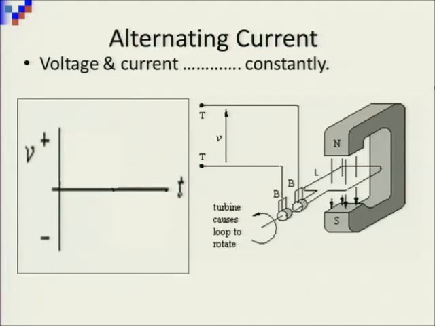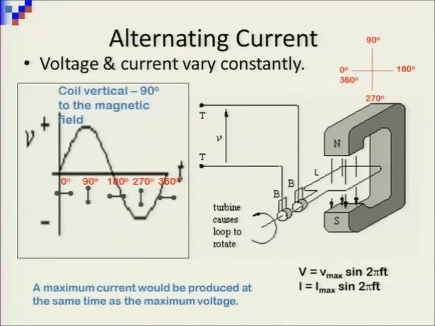Right. Now, what happens is the turbine, which in South Africa we use water and then we heat the water with coal and it causes steam. The steam turns the turbine and this turns in here. And it then generates the current. Okay. Alternating current, you can have a look here.